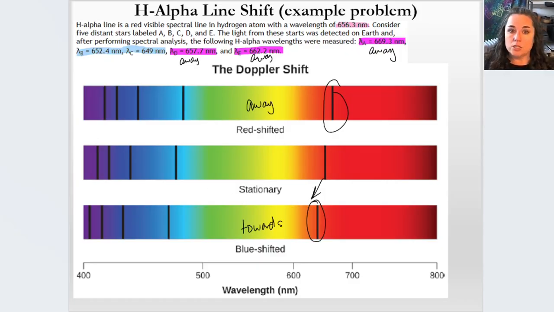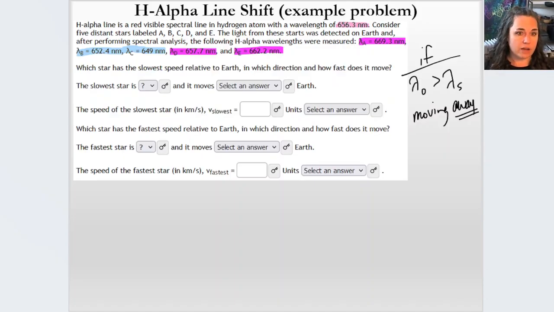All right. So now that we have those identified, if lambda observed is greater than lambda of the source, it's moving away. Okay, so I have those highlighted. And we can get our equation out here and decide, if we have moving away, then I want a larger wavelength, and then I'm going to put the positive sign in the numerator and the negative sign in the denominator.